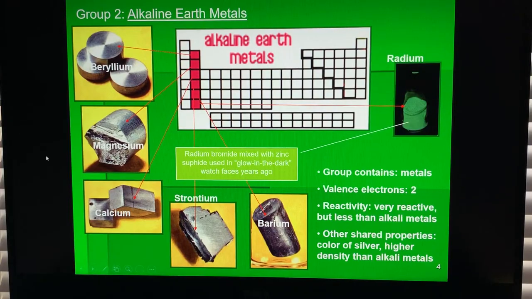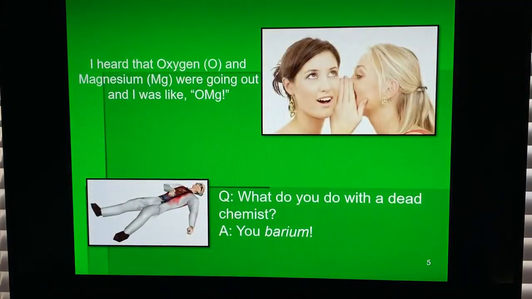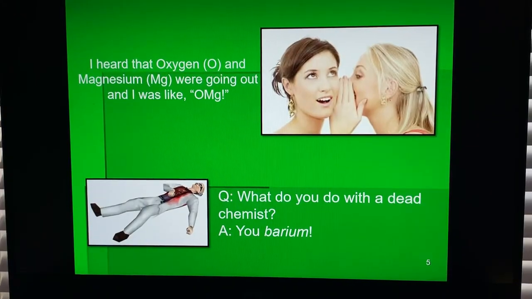Magnesium is pretty cool. You can take little tiny shavings of magnesium and set it on fire. A lot of these elements actually are flammable metals. Better read them quick. I'm going to move the slide.